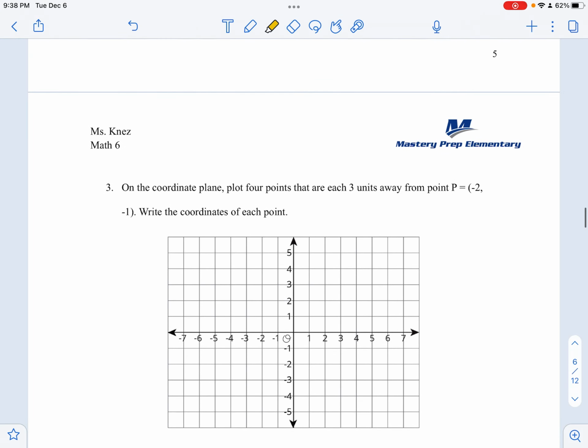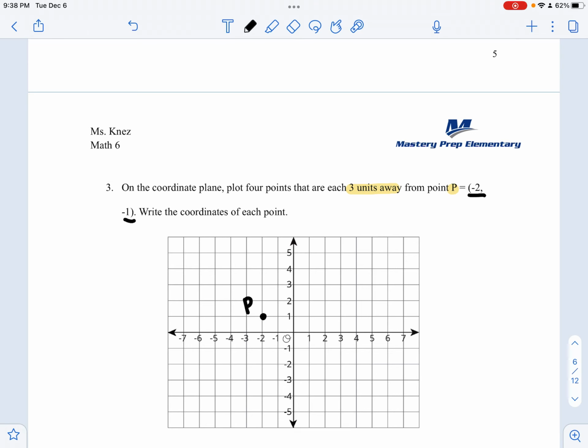Question 3. On the coordinate plane, plot 4 points that are each 3 units away from point P. You'll want to start by plotting point P. Point P is at -2, 1. I know that I move over to the left 2, that's the x-coordinate, and up 1 space. And so point P is right here.